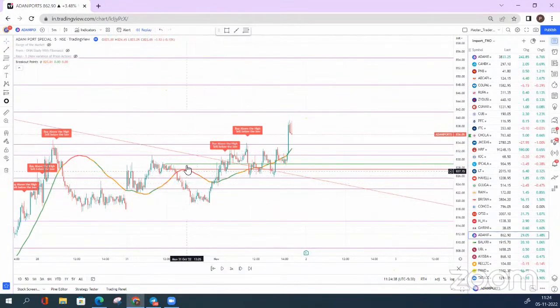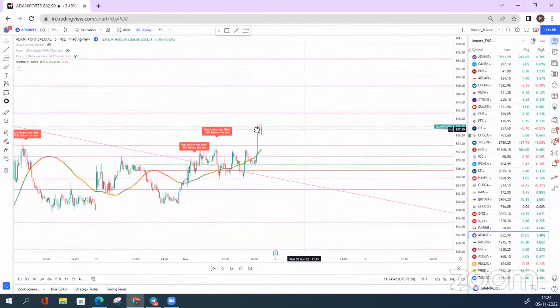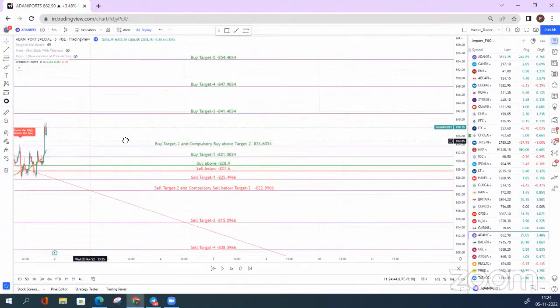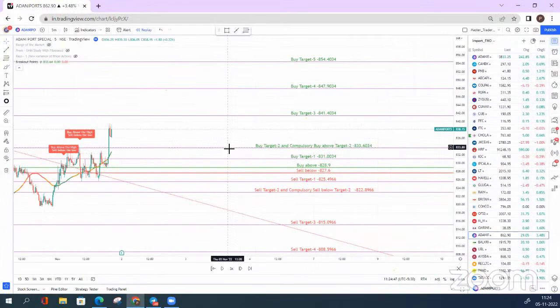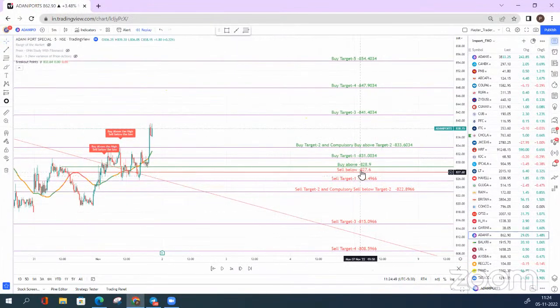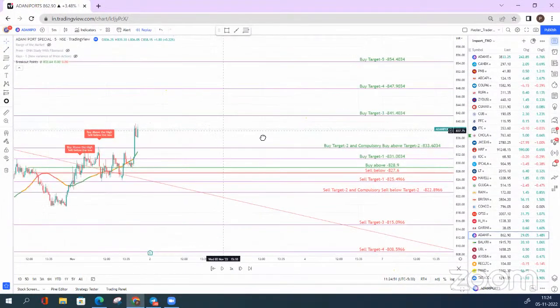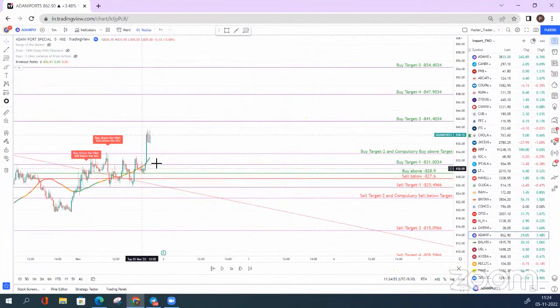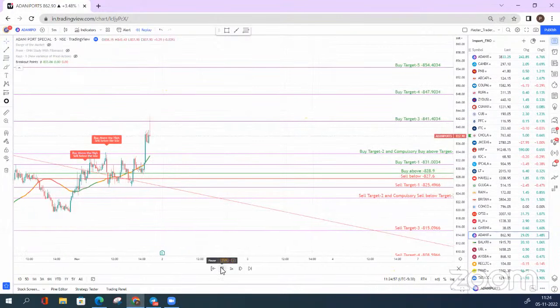It will also have the buying and selling levels. This level will be your important level. It will be telling you buy above, sell below here. This is the buy above level and sell below level. So when you see above 828, you should be buying Adani Ports. That's what it's saying. So this is how it worked. It worked and then it moved.